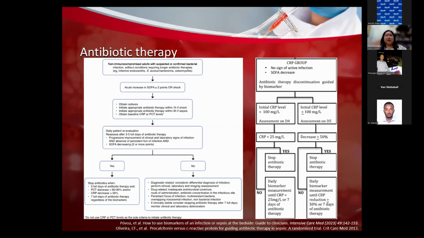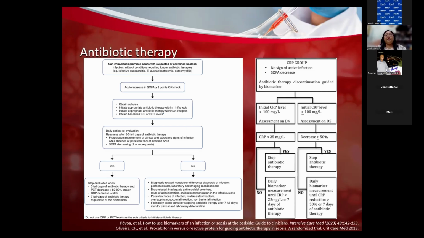So there are some suggestions, such as stopping when CRP has decreased more than 50% from baseline or until CRP is less than 25 milligrams per liter. But, as I have emphasized, this should never be used as the sole criteria in making clinical decisions. It is important to do thorough and daily clinical assessment as biomarkers are just suggestive and not the gold standard diagnostic marker. It should be noted that immunocompromised patients and those requiring long-term antibiotic therapy may have unpredictable course, and thus as clinicians, we should not be content with just biomarkers.